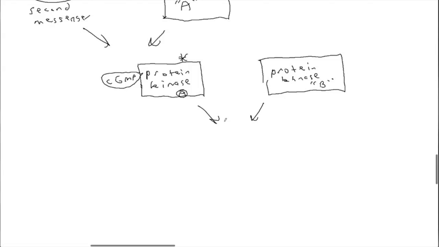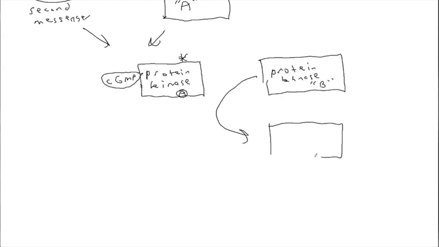Now, do you remember way back a long time ago, we were talking about what kinases are? Do you remember what type of molecule a kinase is? Enzyme? They're an enzyme. That's right. Enzymes do things. What does a kinase do? It adds a phosphate group to the other molecule. That's right. So now that it's activated, what is protein kinase A going to do to protein kinase B? It's going to add the phosphate group. That's right.